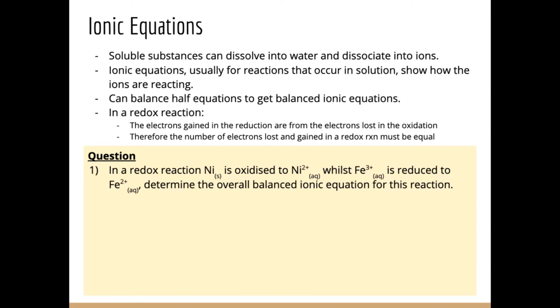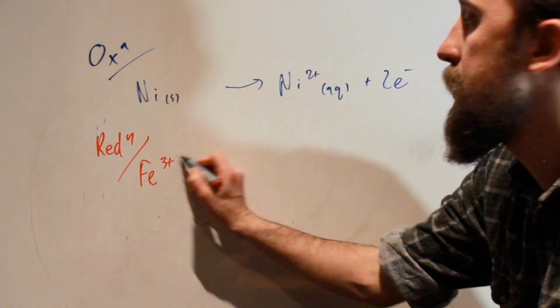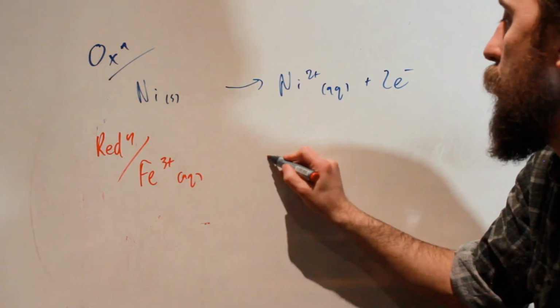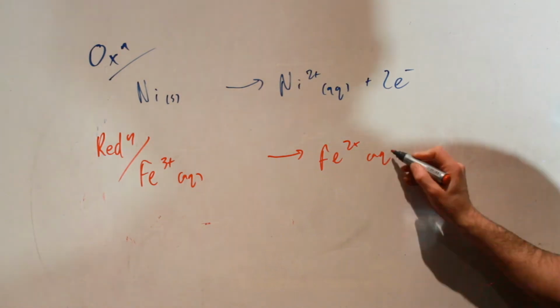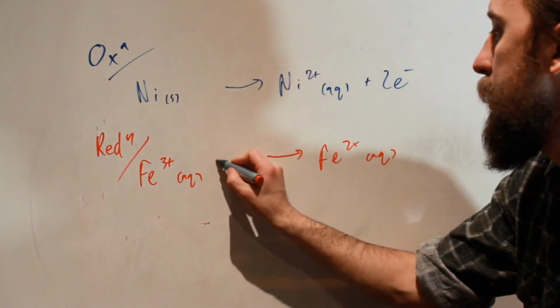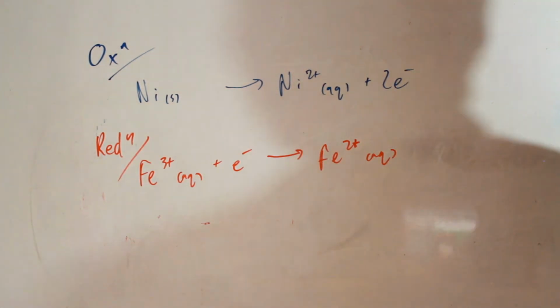We were given the species being reduced was Fe3+. That's going to gain 1 electron to make an Fe2+. So Fe3+, was that in the aqueous? That sure was in the aqueous. Is going to form an Fe2+ in the aqueous. If that is going from 3+ to 2+, it needs to get 1 negative charge, so it's getting 1 lowly little electron. Let's double check everything.